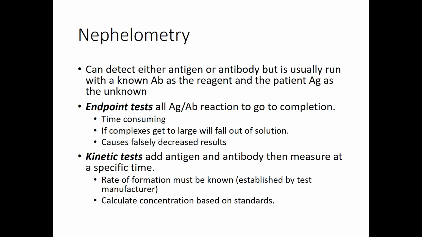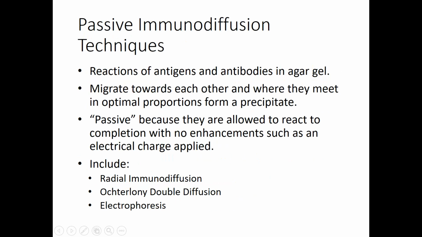But we're still going to use a standard curve, looking at the light scatter to be able to tell what the patient antigen is. Remember, if you don't form any complexes, it means the antibody-antigen reaction didn't take place. It means the patient didn't have the antigen to the reagent antibody. Those are our light techniques. So let's look at the next technique, which is passive immunodiffusion.